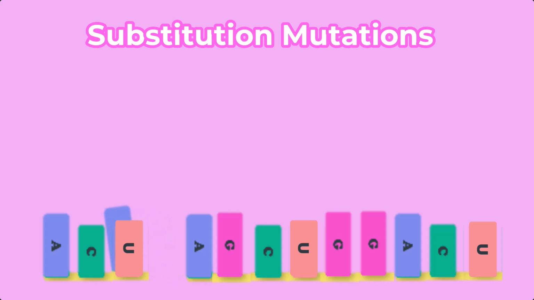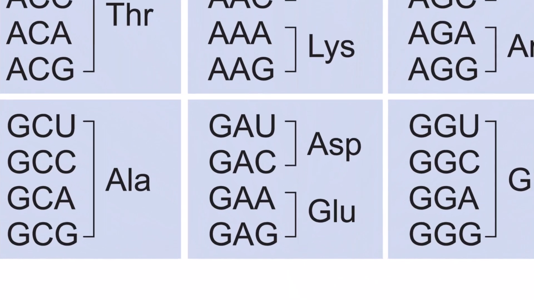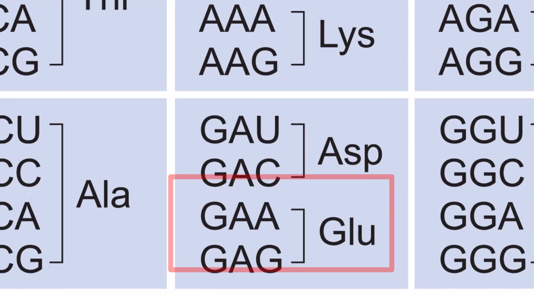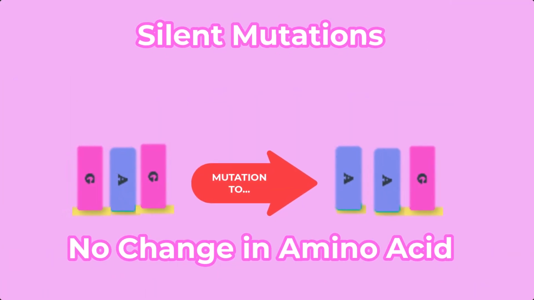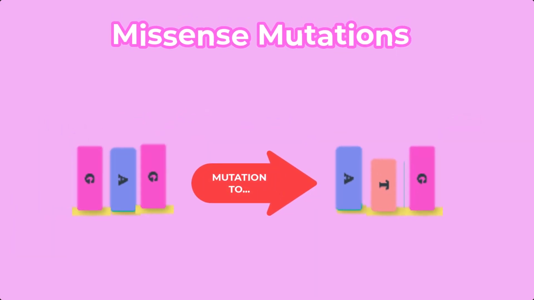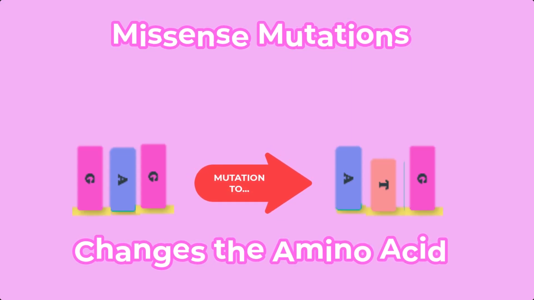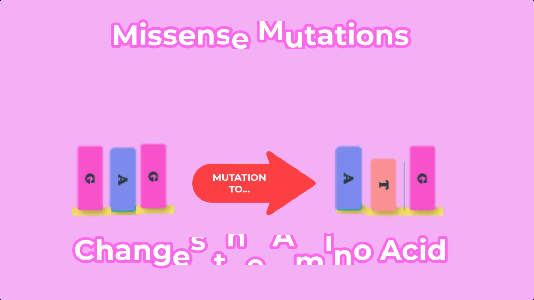For example, if a mutation causes an mRNA codon to change from GAA to GAG, there will be no change in the protein product. This is because GAA and GAG both code for the same amino acid, glutamine. These types of mutations are called silent mutations. Other substitutions involving a single nucleotide do change one amino acid to another. These mutations are called missense mutations.